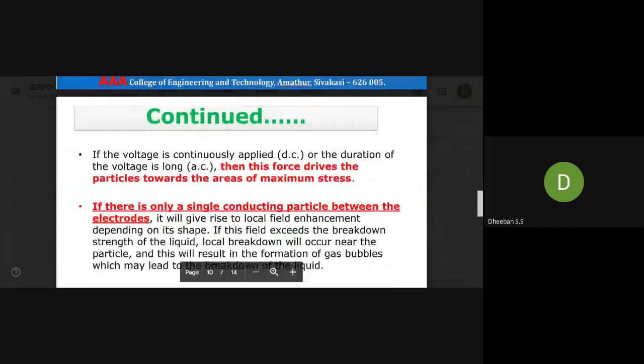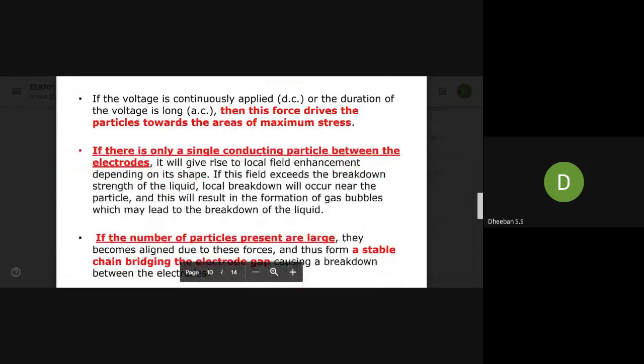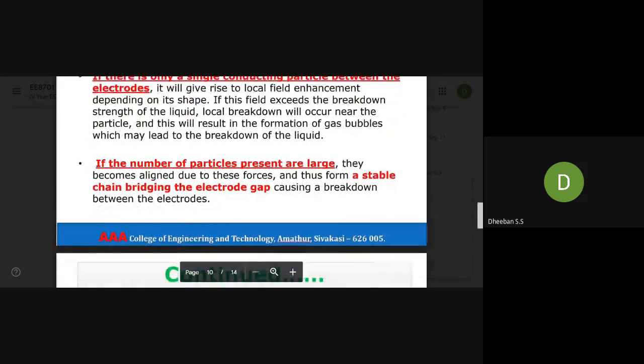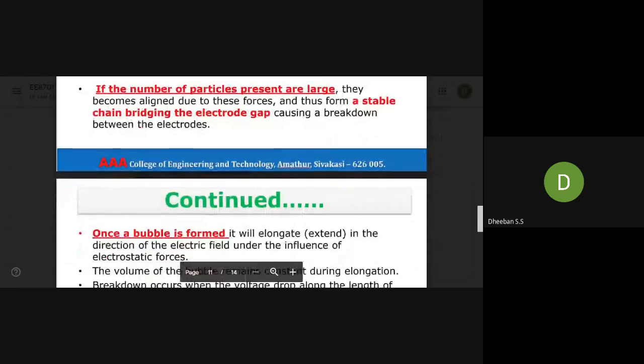After that, if you are applying a very heavy electric field for a long time, then there might be instability in the ions due to the impurities. That's what they're saying. If the number of particles is large, they become aligned due to this force and thus form a stable chain bridging the electrode gap, causing the breakdown between the electrodes.